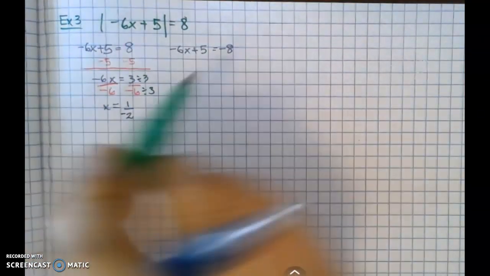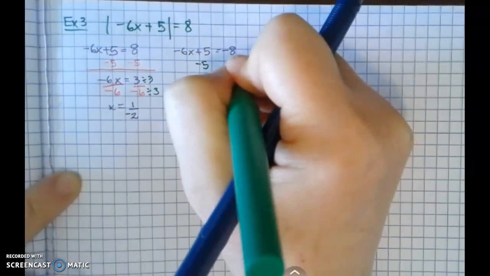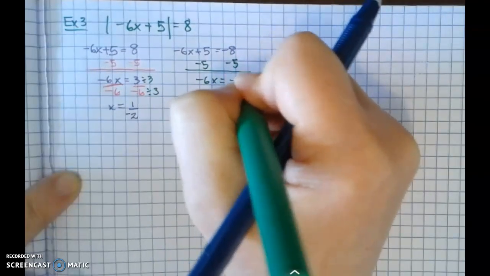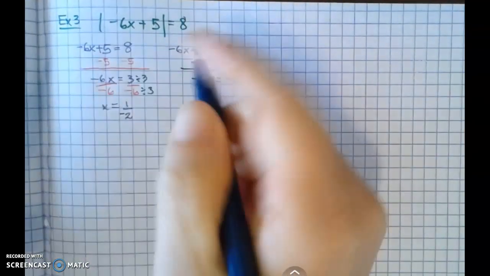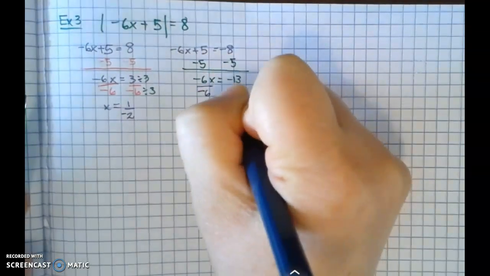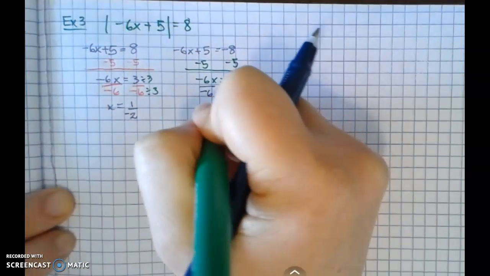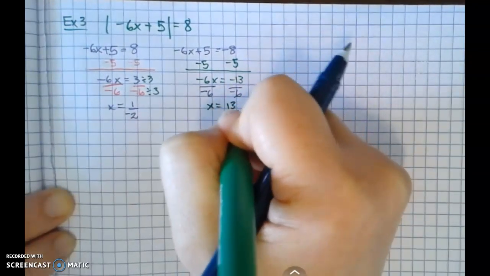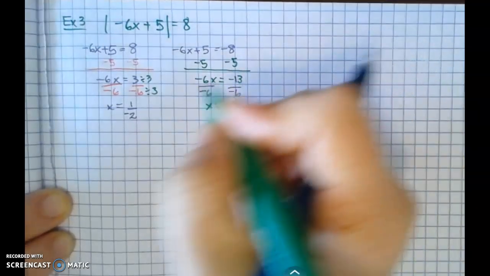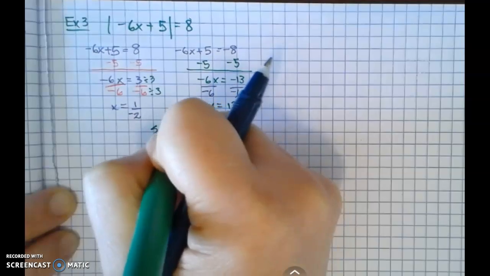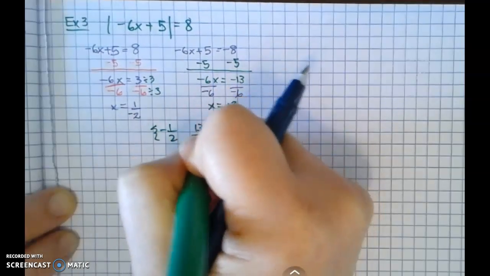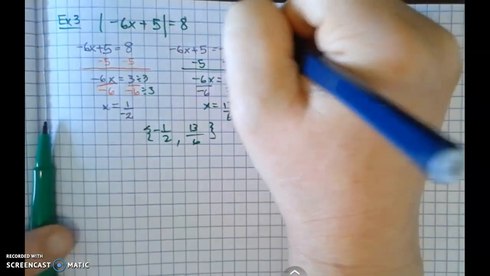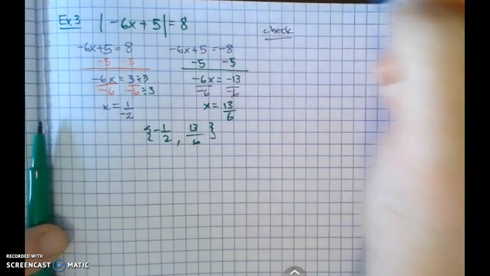What about this side? I am going to subtract 5 from both sides, and that leaves me with negative 6x is equal to negative 13 this time. Then I divide both sides by negative 6. This leaves me with x is 13 divided by 6, and negative divided by negative is positive. So my solution set is negative half, comma, 13 over 6. Yes, it's a fraction, but we don't have to be afraid of fractions. Now we have to check to make sure that it is correct.